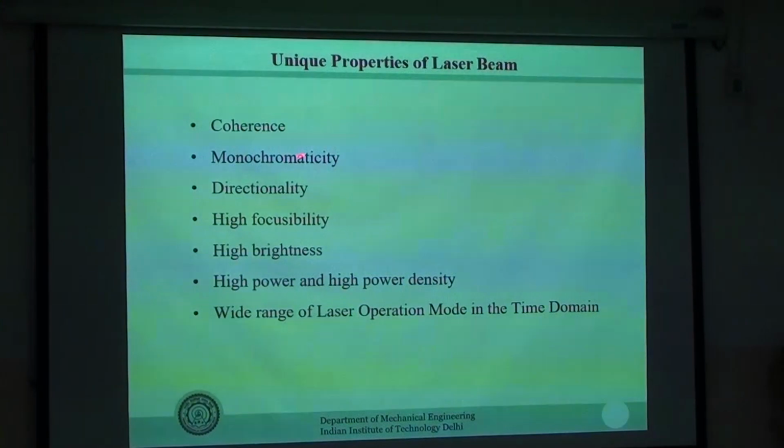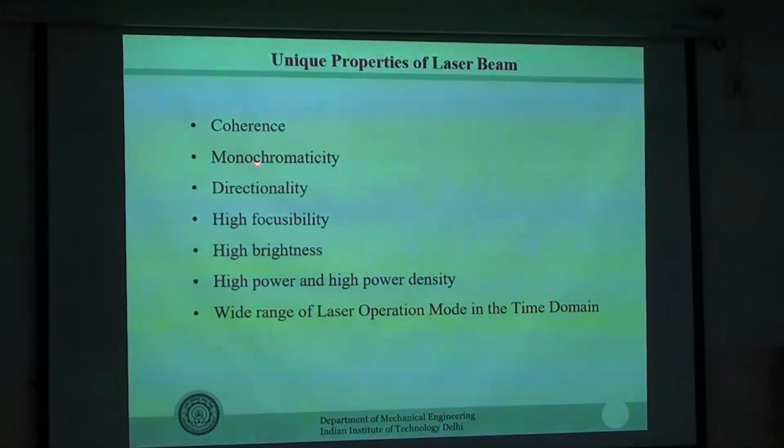So the first unique property is coherence. That means laser has dual characteristics, the characteristics of a wave as well as particle nature, right? So by coherence we mean that it will have the same phase, okay?